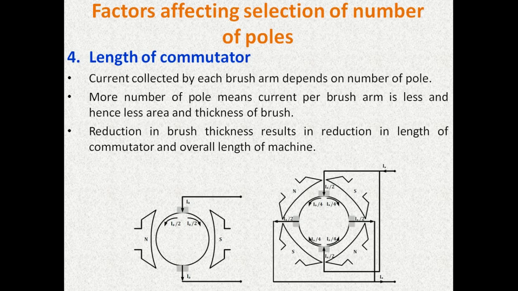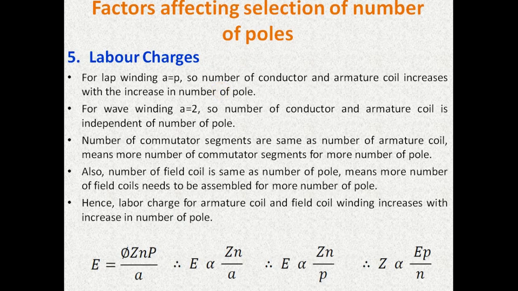As I have mentioned now, each brush covers 2 to 3 commutator segments. So when the brush thickness is reduced, definitely we will be able to reduce the length of commutator. By reducing the length of commutator, we will be able to reduce the overall length of the machine. Next parameter is labor charges.